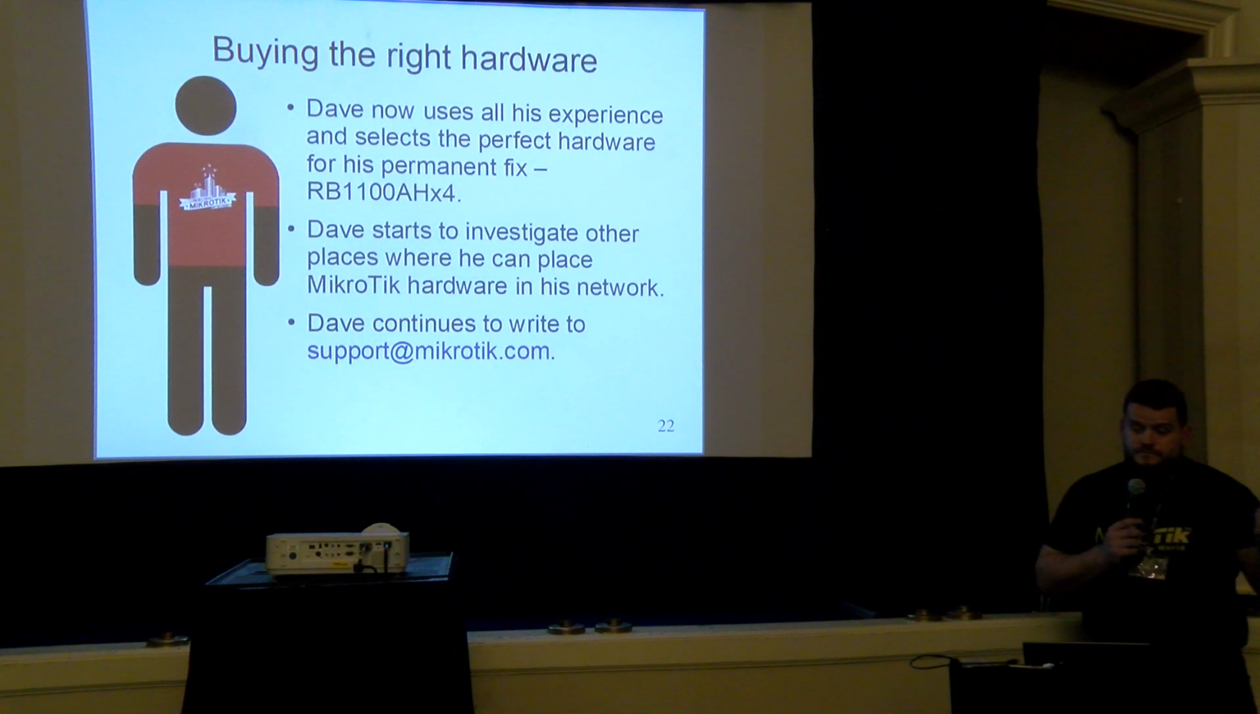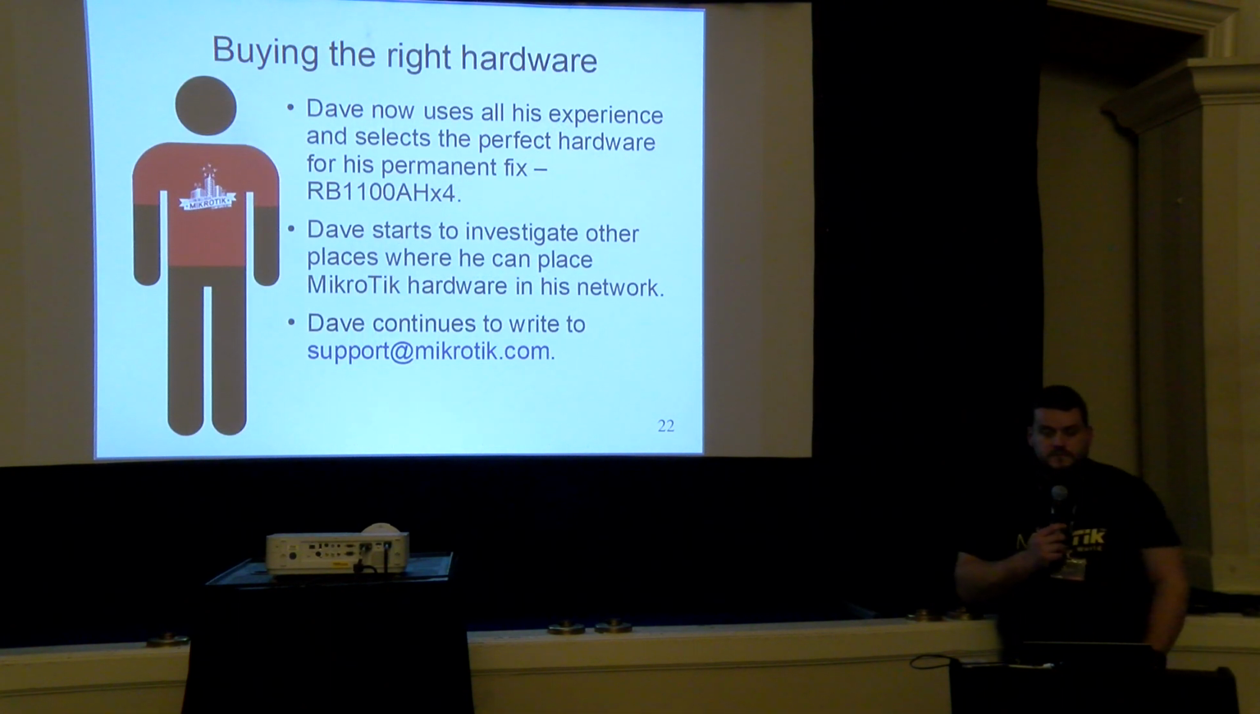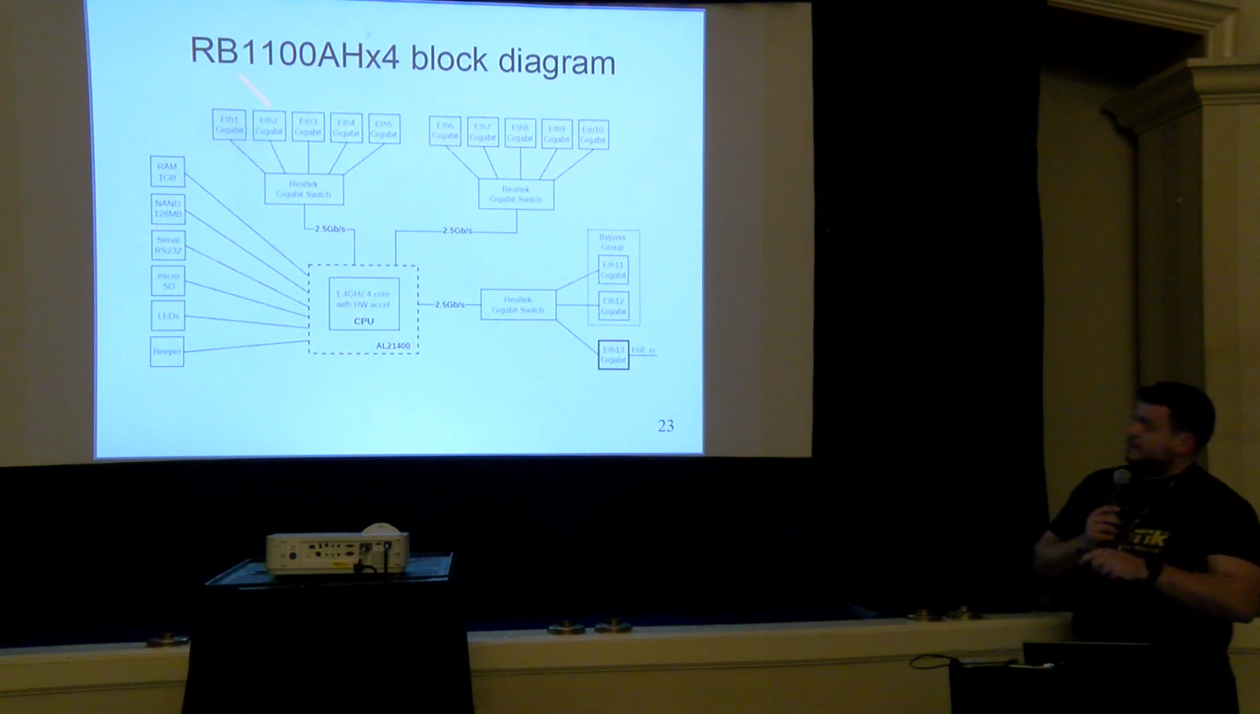So finally, Dave makes a decision that the 1100 X4 is the best hardware that he can possibly buy with all these options that we just mentioned, by the block diagram. So you can see 2.5 gigabit lines with the new hardware for each dedicated switch chip, and all the boards are connected through the different switch chips.